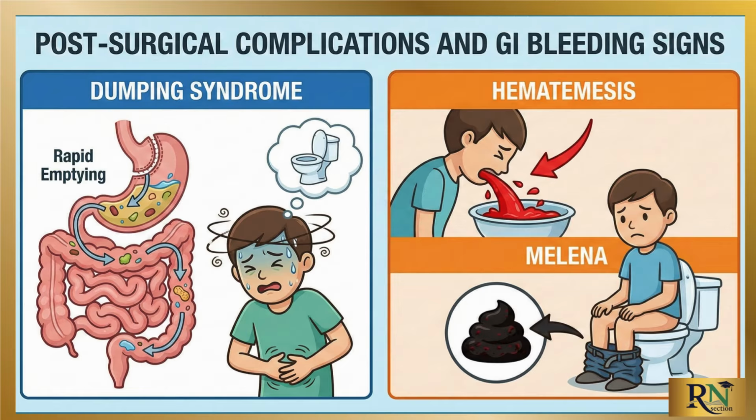Hematemesis is the vomiting of blood. Hema means blood, emesis means vomiting. Melena is the black tarry stools due to digested blood from GI bleeding. So melena means black stool from an upper GI bleed.